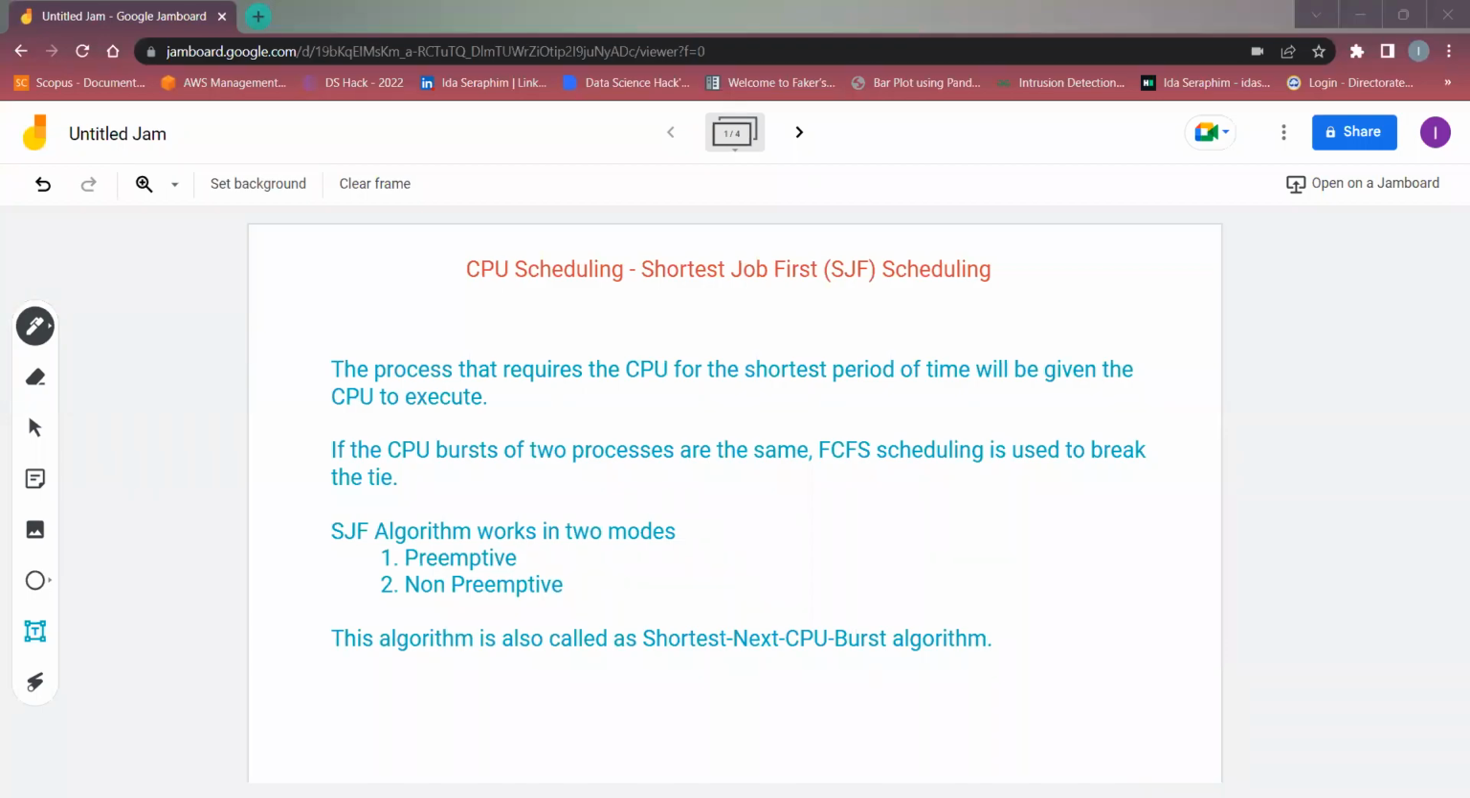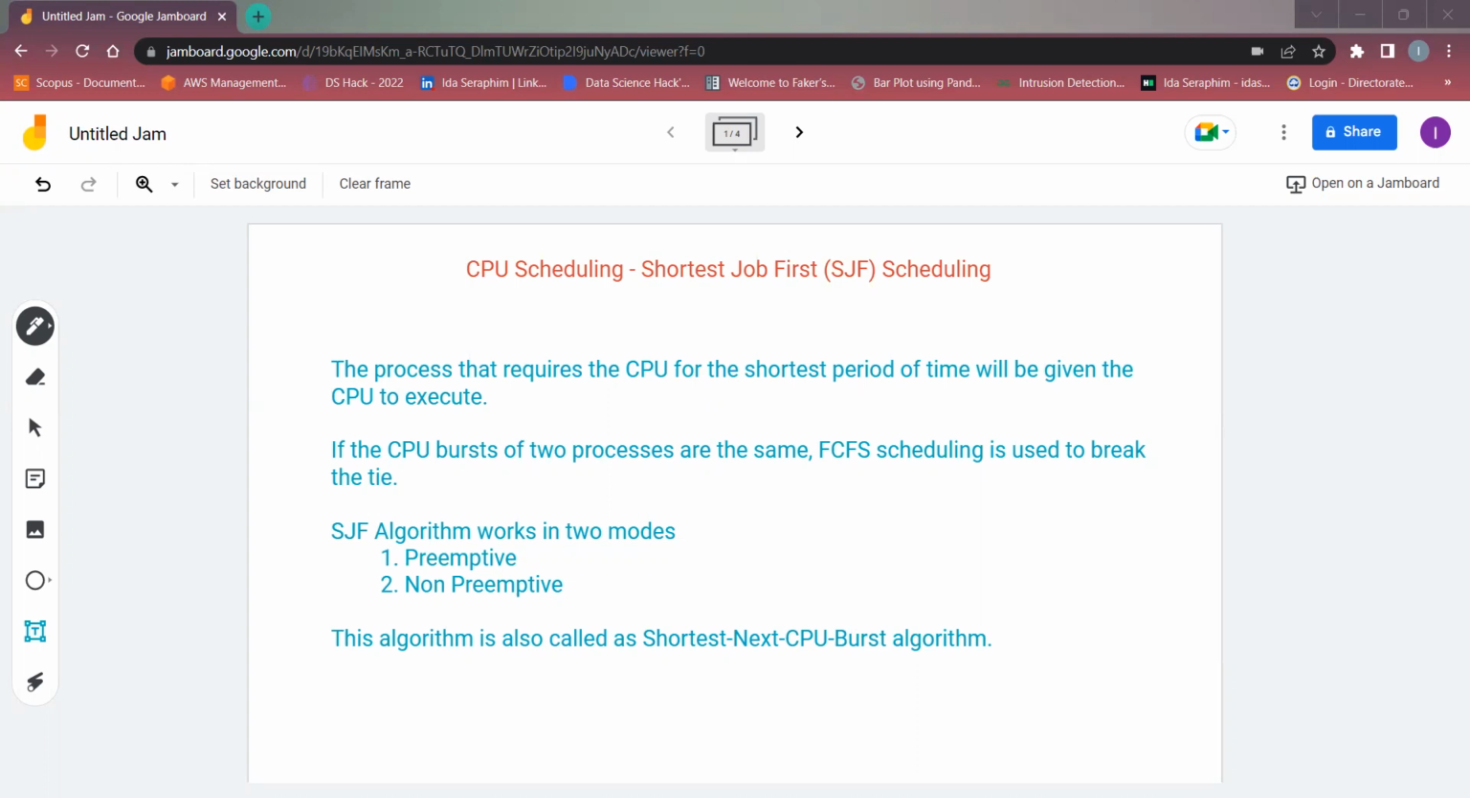In this video, we are going to see about a CPU scheduling algorithm called shortest job first scheduling. This scheduling algorithm depends on the burst time of each and every process which we have. It will look at the process which is having the shortest burst time, and that process will be given the CPU to execute. The process that requires the CPU for the shortest period of time will be given the CPU to execute.